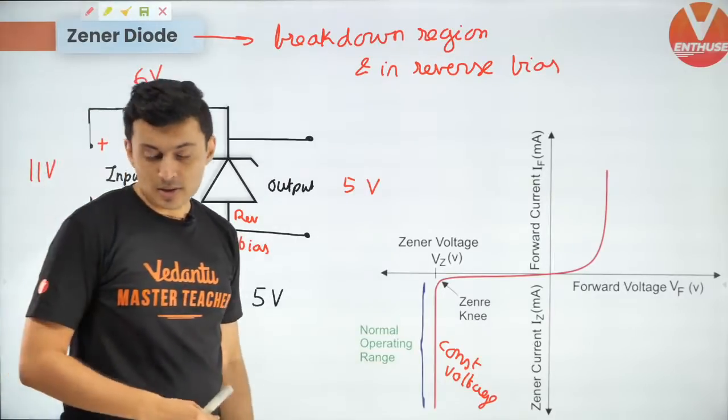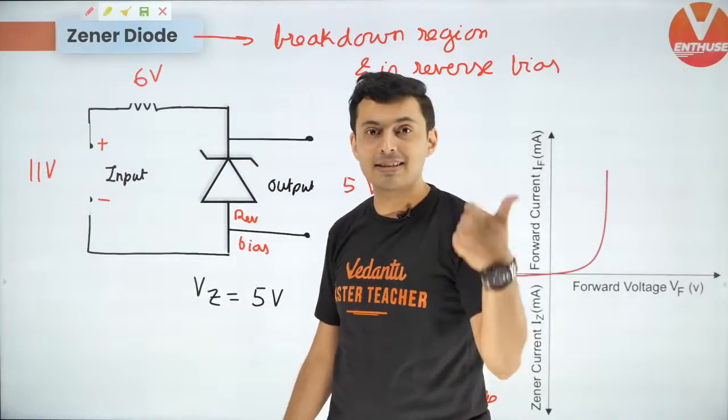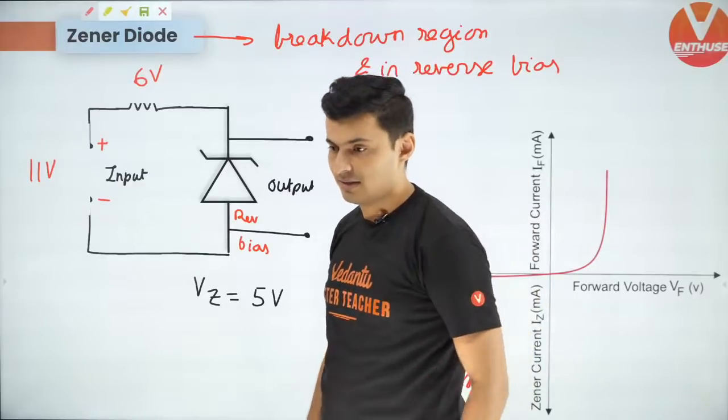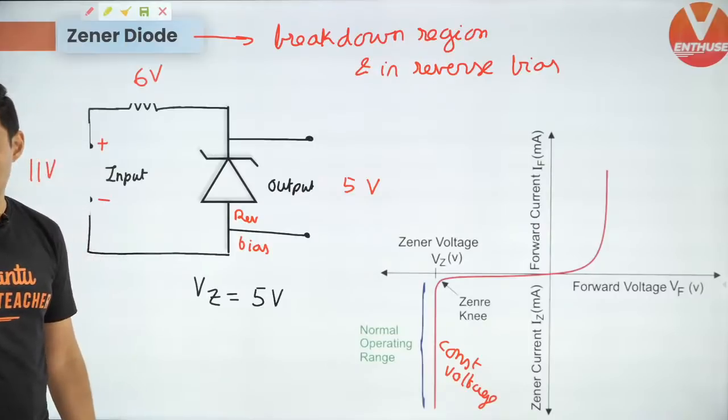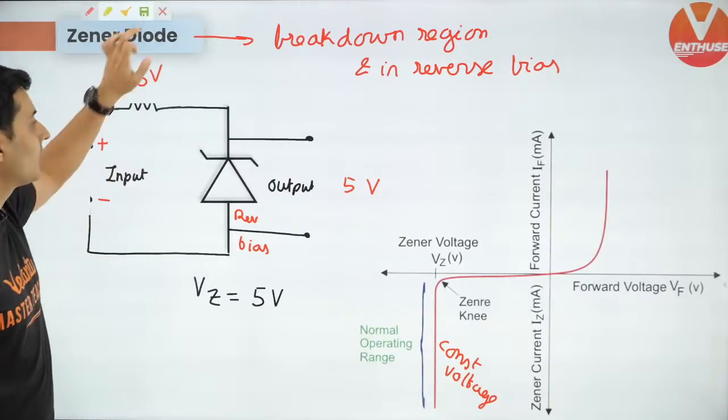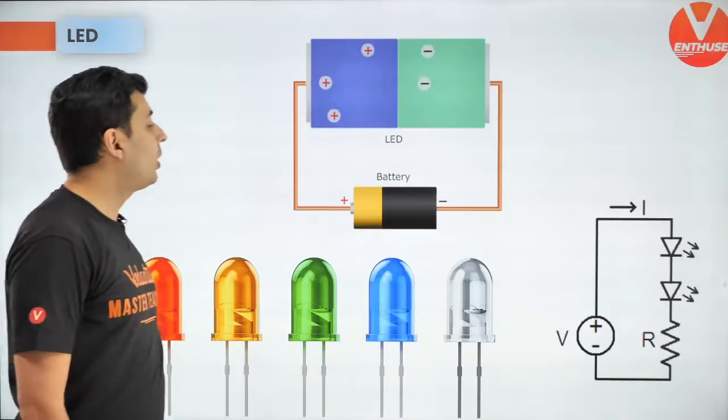Sayan, no, it's not used in a UPS, because UPS is AC. It's used in DC regulation. I hope this is clear. Very good.